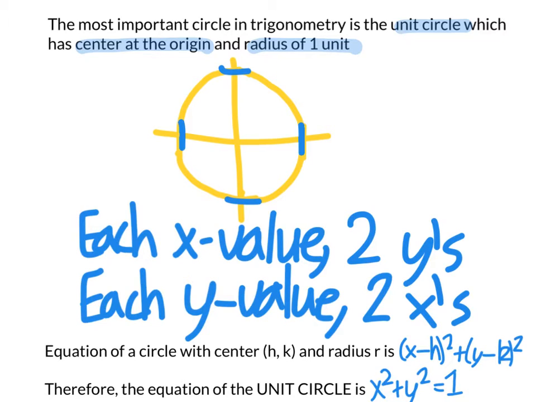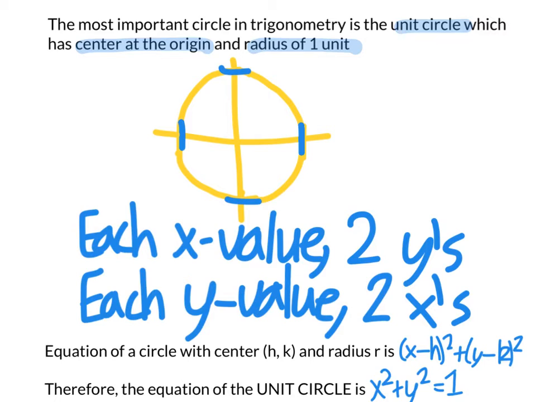Also, recall from geometry the equation of a circle with a center of (h, k) and a radius of r, which is (x minus h) squared plus (y minus k) squared equals r squared. Therefore, the equation of the unit circle is x squared plus y squared equals 1 squared, and 1 squared is just 1, so it equals 1.